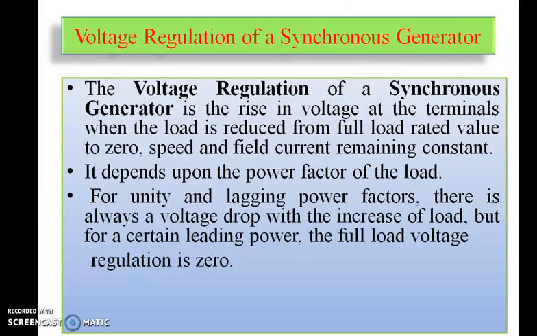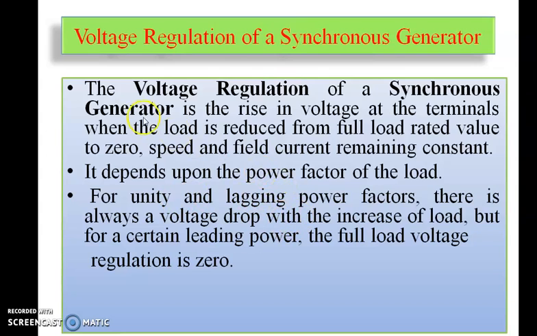As we know, the voltage regulation of a synchronous generator is the rise in voltage at the terminals when the load is reduced from full load rated value to zero, speed and field current remaining constant. It depends upon the power factor of the load. For unity and lagging power factors, there is always a voltage drop with the increase of load, but for a certain leading power factor, the full load voltage regulation is zero.